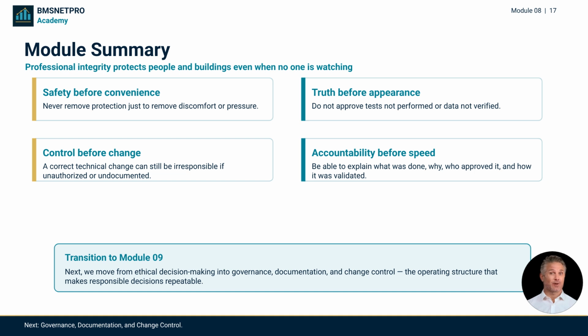In this module, learners studied why BAS decisions are ethical decisions, what duty of care requires, how to use the priority hierarchy, how to apply the 8-gate review, and how to respond to freeze protection, commissioning, conflict, AI, and escalation scenarios. Next, we move into governance, documentation, and change control.